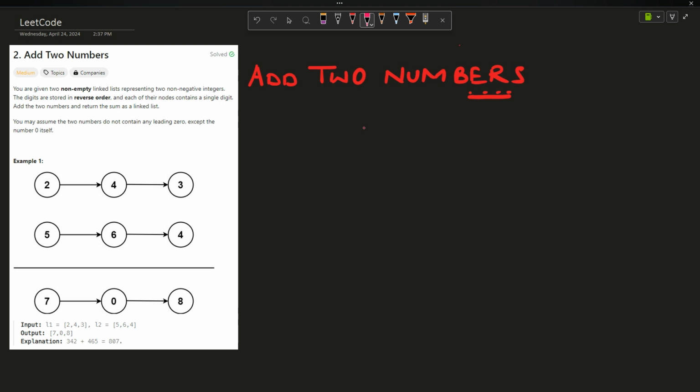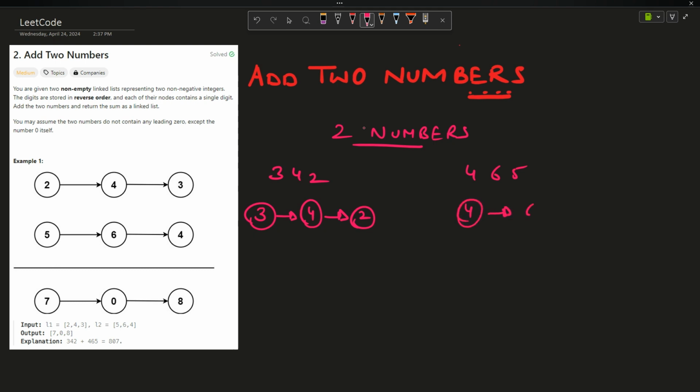So the question for today is add two numbers, and let us see what the problem says. The problem says that you have been given two numbers. Suppose your numbers are 342 and 465. You have to represent these numbers in the form of a linked list. So the number 342 would look something like 3, whose next is 4, whose next is 2, and similarly 465 would look something like 4, next 6, next 5, right?